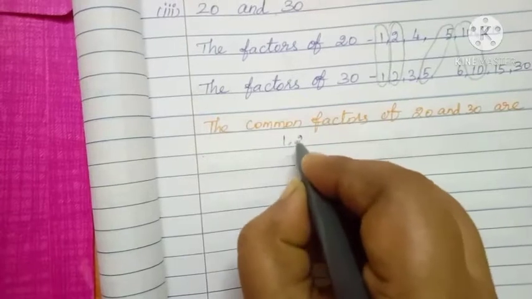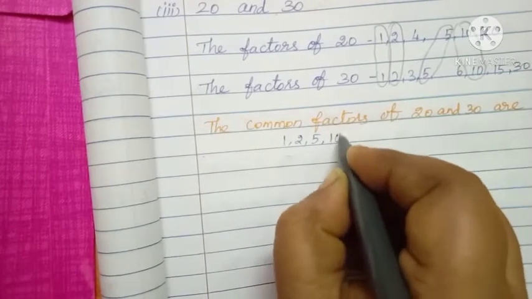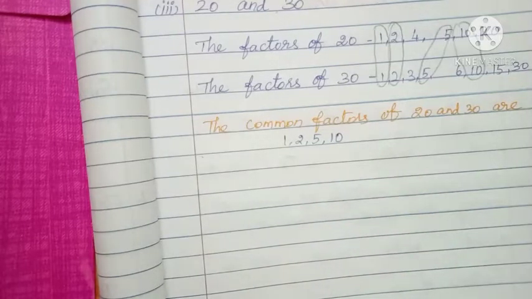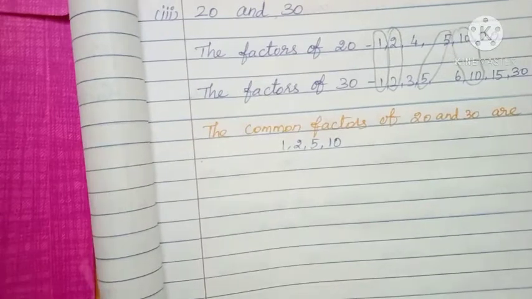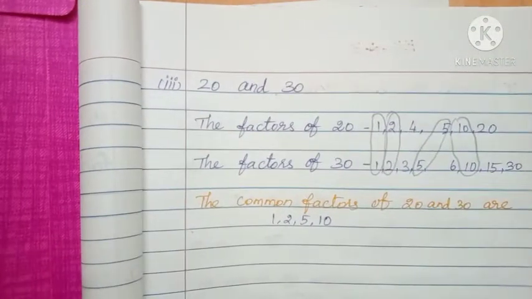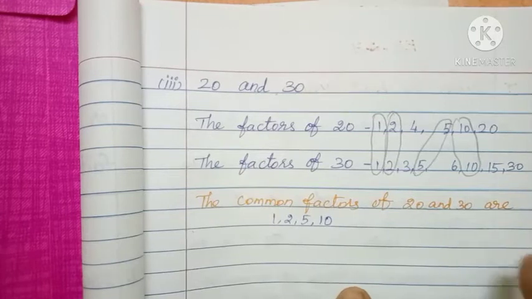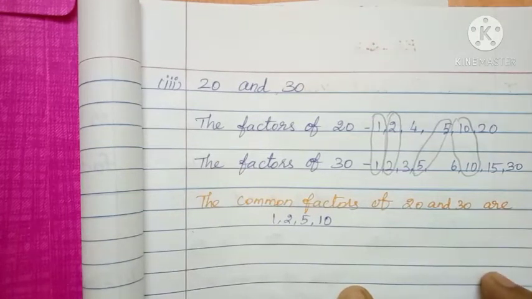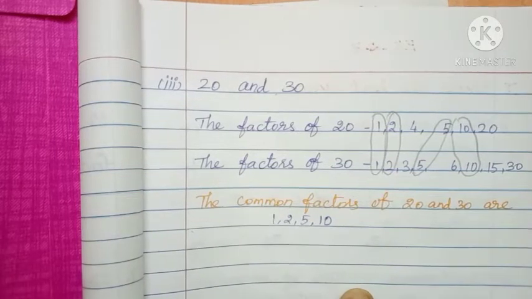1, 2, 5, 10. These are the common factors. You understand the concept, children? This is the common factors. Already you know what are the tables that number coming for the product is 20 and 30. So you find out and write how many times. Then it is easy to find out both the numbers having two same tables. You write the common factor.